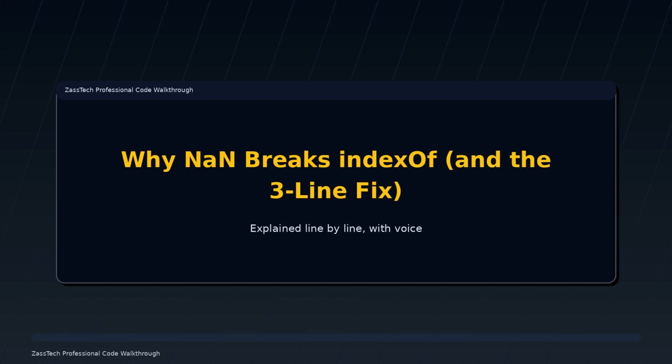indexOf NaN always returns -1, even when NaN is literally in your array. This isn't a bug, it's how JavaScript defines equality.